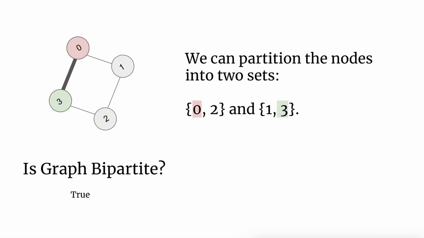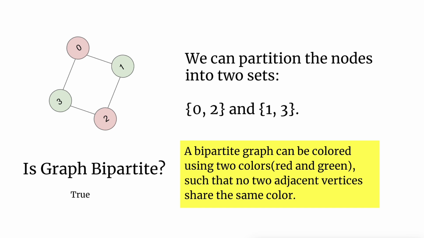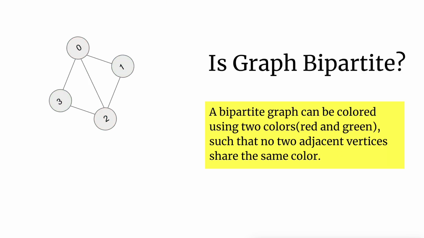To further explain, we have a key characteristic of bipartite graphs. A bipartite graph can be colored using 2 colors, let's say red and green, such that no 2 adjacent vertices share the same color. So, based on this rule, let's do a quick test.